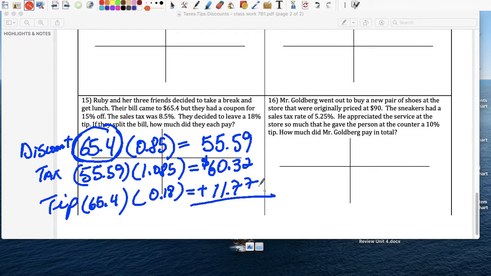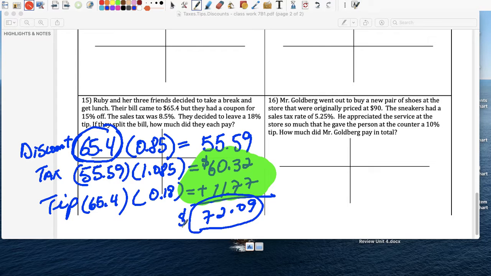So now we can add what we need to add. So let me highlight what we're adding. We're adding these two values right now. All right. So 60.32 and 11.77 gives us $72.09. That is our total. Okay. So this one, you just need to know the order and what you're tipping on, etc.